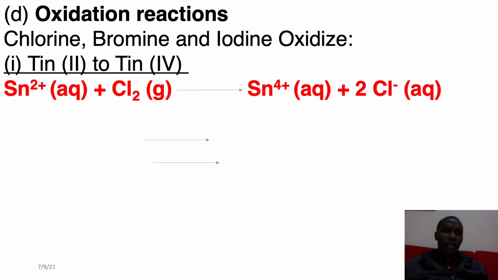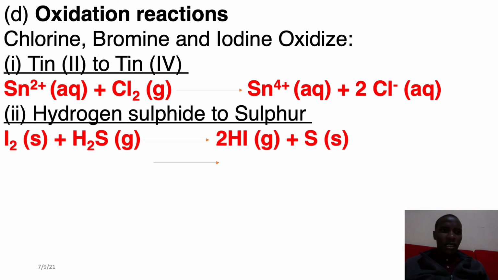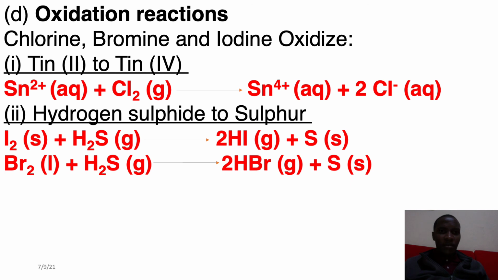Now, for example, if you react chlorine with tin salt, for example, tin(II) chloride, it will get oxidized to tin(IV). And then, of course, chlorine is going to be reduced to the chloride. If it is hydrogen sulfide, you know that iodine with hydrogen sulfide will form hydrogen iodide and sulfur. If it is bromine, you can easily see that there is no big difference. Where there is I, you replace with Br.